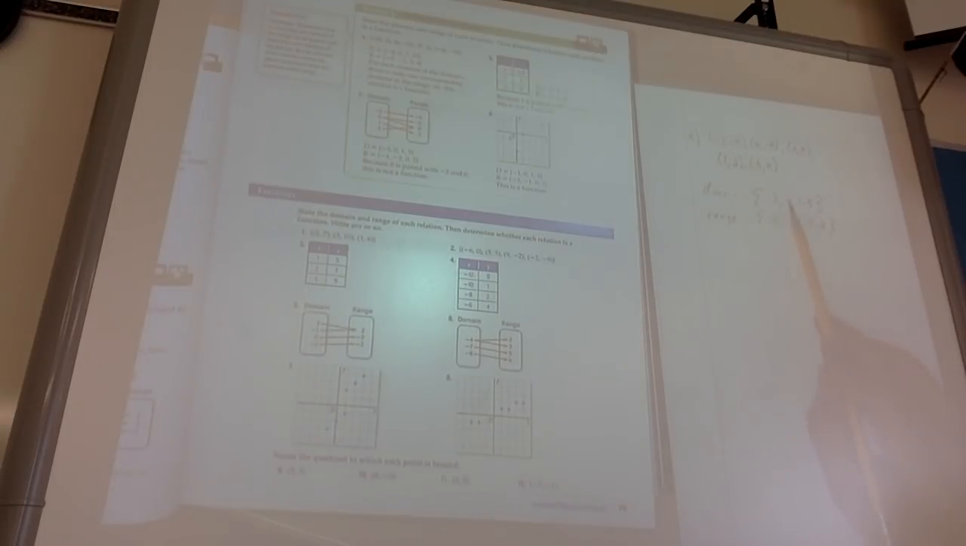Again, the range value 0 was used twice. The domain value 0 was used twice, but we do not write that twice when we're listing out the domain and range. And again, hopefully you caught on. This is not a function.